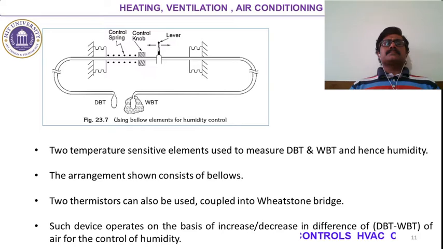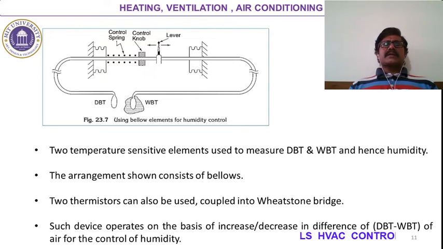And at the bottom we can have the two bulbs. So it can be seen that one bulb is open to the air and another bulb is covered with the help of a wet cloth. So definitely the bulb on the left hand side is used to record the dry bulb temperature, and that on the right hand side is used to record the wet bulb temperature. So two temperature sensitive elements are used to measure the dry bulb and wet bulb temperature and hence the humidity. So the difference in the dry bulb and wet bulb temperature is used as a principle, as a basis for recording the changes in the humidity.